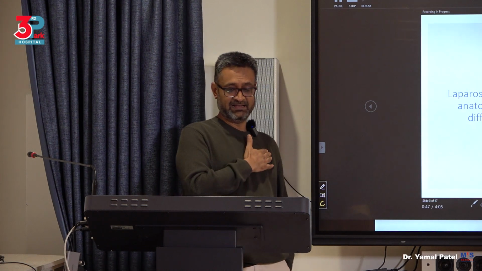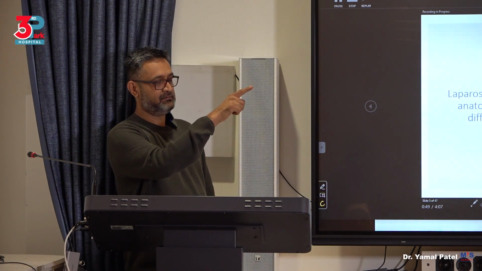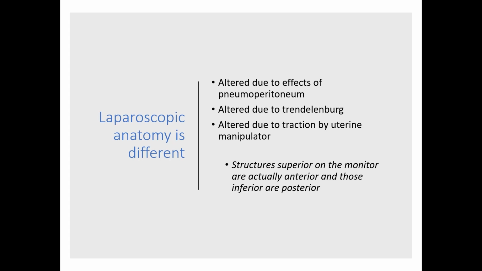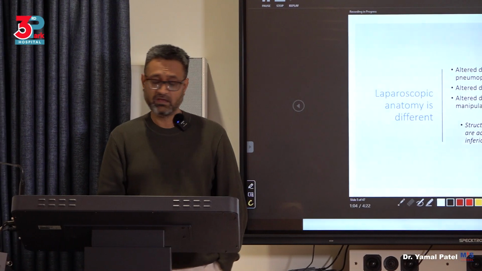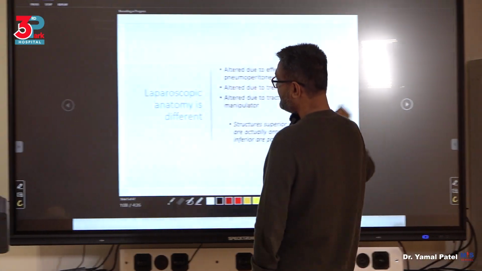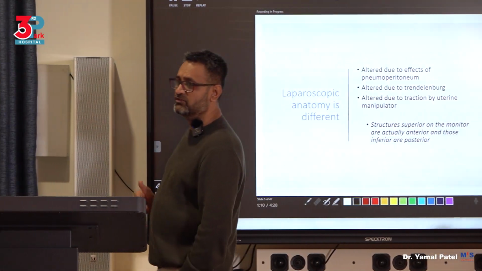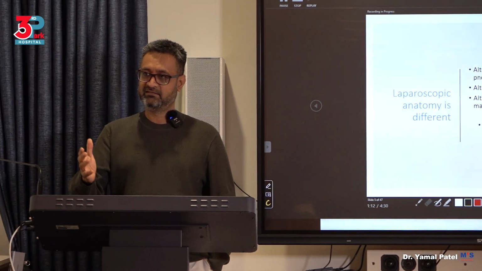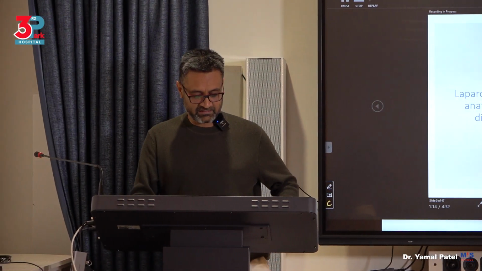We have to understand that on a screen, the structure that is up here, superior, is actually anterior in the patient. The structure that is down here is actually posterior in the patient. Okay? The structure that is this side when you're looking at the pelvis is right and this side is left. So you have to know that when you're proceeding. Otherwise, you get confused on how to proceed.